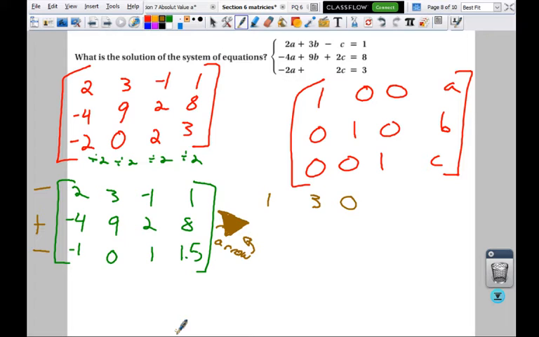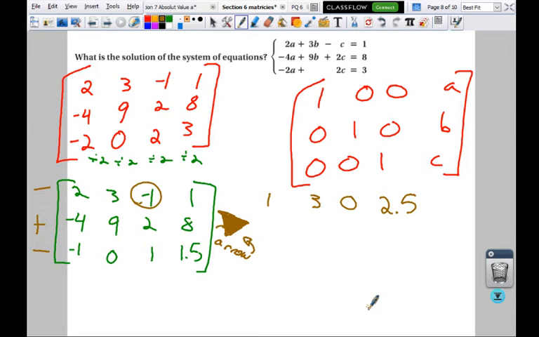Where does the 3, 0 come from? Okay, I am adding the top row and the bottom row, because 1 plus negative 1 is 0. I want the negative 1 right here to be 0, so I don't have to actually multiply anything together, I'm just going to add them. So 2 plus negative 1 is 1. 3 plus 0 is 3. Negative 1 plus 1 is 0. 1 plus 1.5 is 2.5.